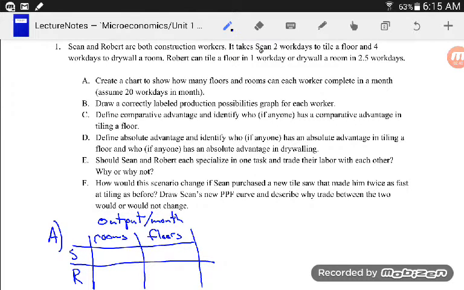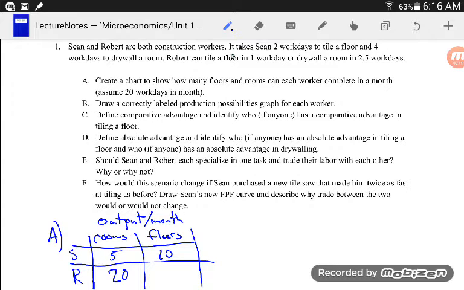So it takes Sean 2 days to do a floor, so in 20 days he could get up to 10 floors done or 5 rooms. Robert could do, let's see, 1 day for a room, so he could do... I think I did something wrong there. No, I think I did it right.